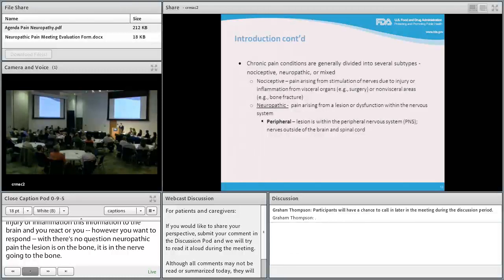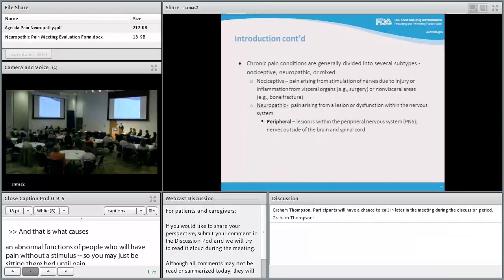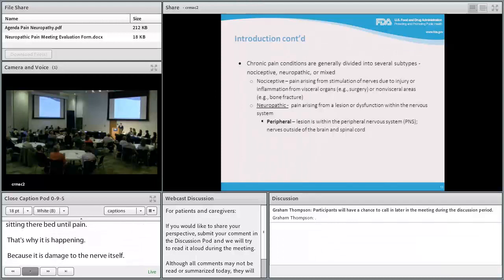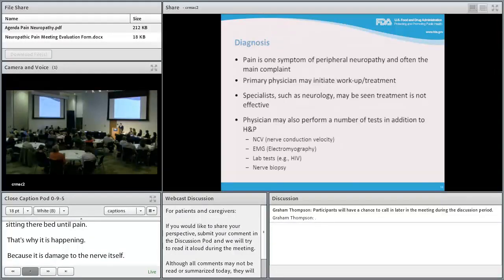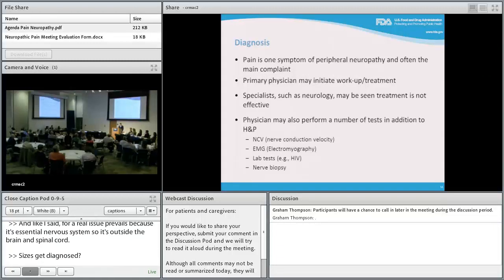That's why it's happening. It's because it's a damage to the nerve itself. And like I said, peripheral is because it's in the peripheral nervous system, so it's outside of the brain and spinal cord. So how does this get diagnosed? Those of you who suffer from peripheral neuropathic pain know that you go through certain procedures.